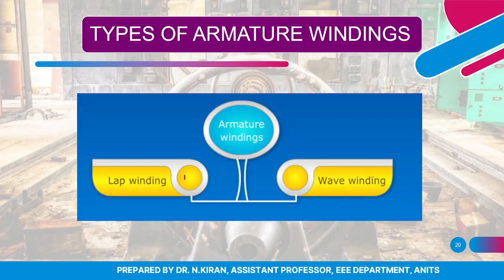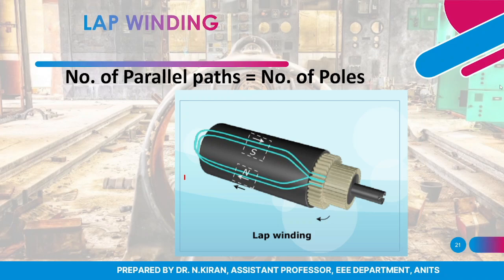Coming to the types of armature winding, we have two types of armature winding. One is lap winding and the second one is wave winding. In lap winding, the number of parallel paths is equal to the number of poles. So suppose we have a 4-pole machine, the number of parallel paths will be 4.